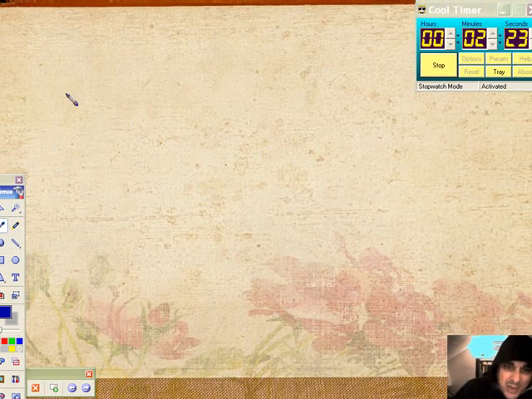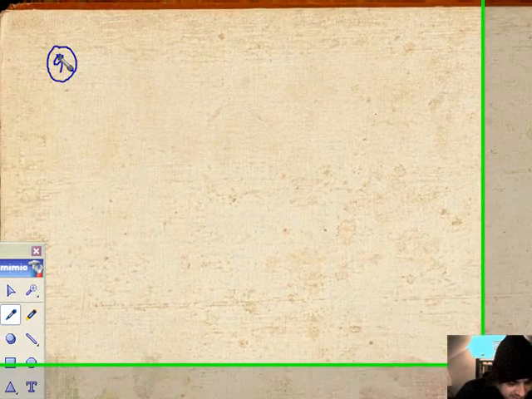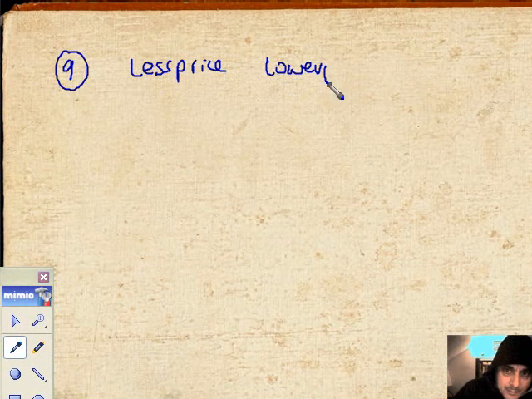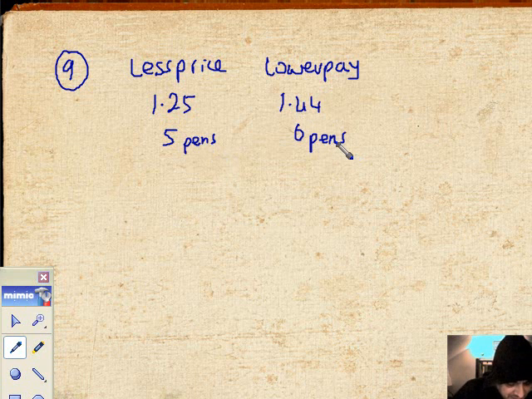Now this is a Best Buy type question. It's question 9 and it's still on page 69. Two supermarkets. One's called Less Price. And the other supermarket is called Lower Pay. And they're selling pens. So Less Price sells 5 pens for £1.25, and the competitor sells 6 pens at £1.44. And the question is, which supermarket gives the best value?